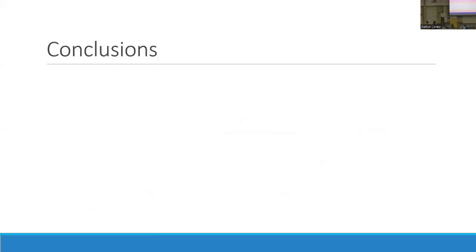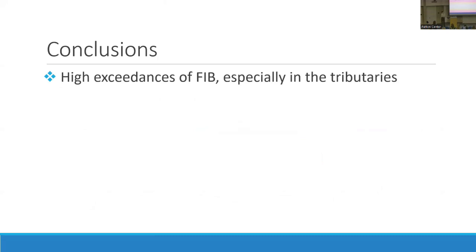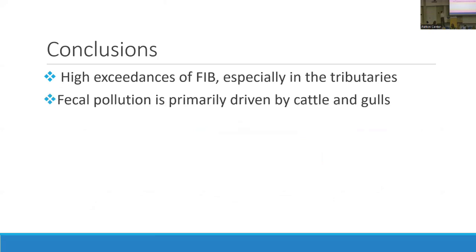So here's the takeaways that I want you guys to walk out of here with. First is that we do have those high exceedances in fecal indicator bacteria. Because it is the standard test, it does its job, it's done its job for a while, it is important to note that that is happening. It is exceeding the standard. But when it comes to management, we have to look and see that it is primarily driven by cattle and gulls. And so those need to be our target species for managing fecal pollution.